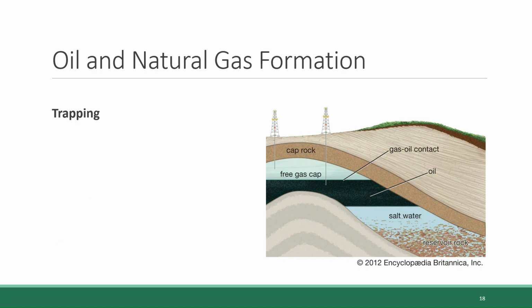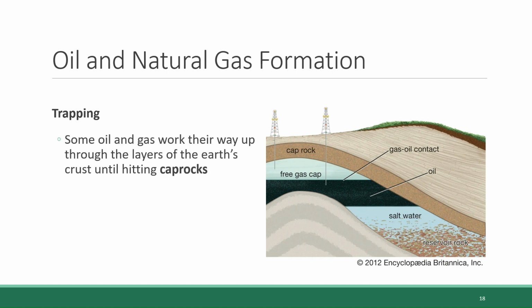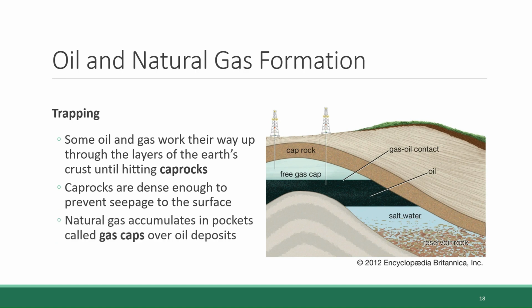The final step is called trapping, which is where oil and gas seep up through the layers of the Earth's crust until hitting cap rocks, which are rocks that are dense enough that the oil and gas can't seep through them, and so they are blocked from reaching the surface and are trapped underground. And because gases have lower density than liquids, the natural gas will accumulate at the top of these trapped pockets in what's called a gas cap, and then the liquid oil deposits will be found below it. So that covers the formation of oil and natural gas.